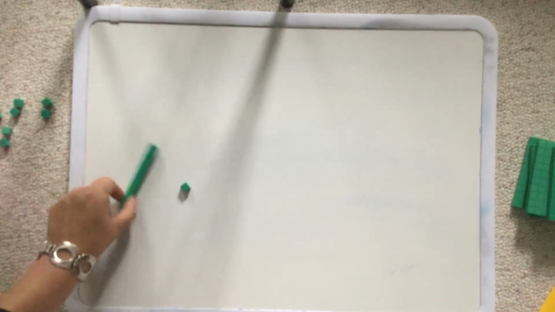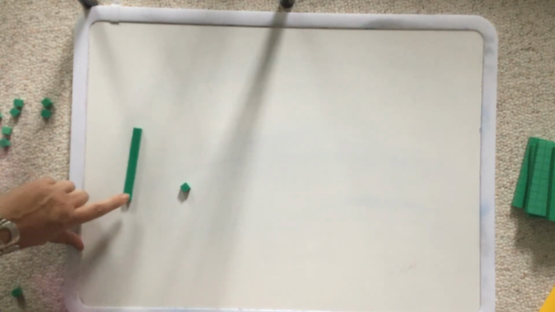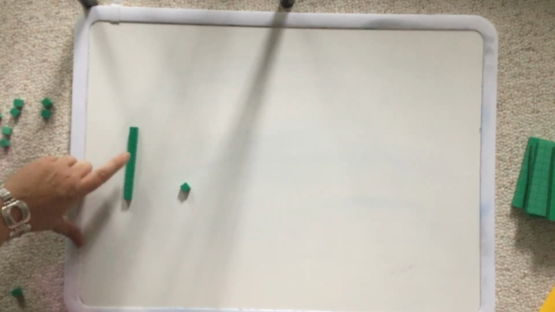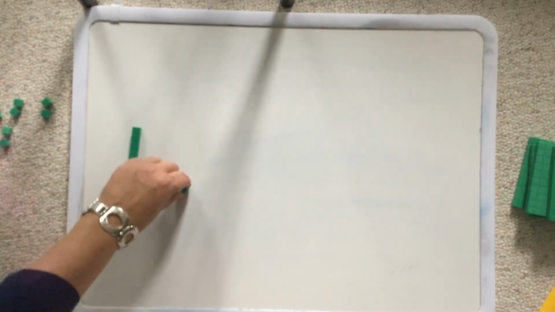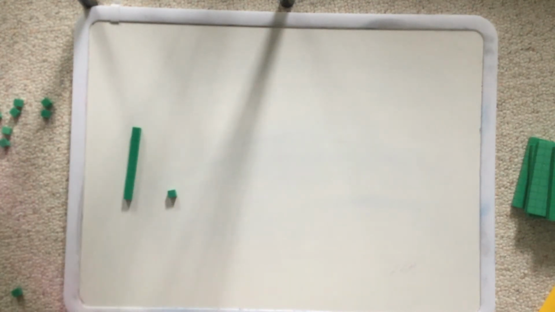Another tool that we can use for adding and subtracting are base 10 blocks. Base 10 blocks have rods, which are in sets of 10. 1, 2, 3, 4, 5, 6, 7, 8, 9, 10. And units that each represent 1.